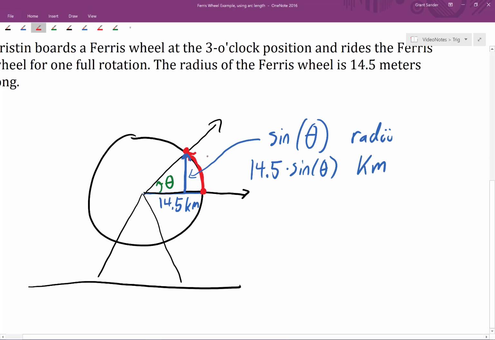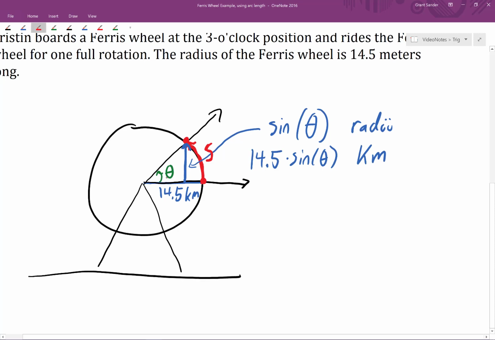Now, let's switch things up a little bit. Let's say that the variable s represents the number of meters that Kristen has traveled along the circular path since the Ferris wheel started rotating. Remember that radian angle measure, like this theta, is the measure of the subtended arc length in units of the radius of the circle. So theta is really equal to the measure of the subtended arc length s in units of the radius of the circle. So theta is equal to s divided by 14.5.